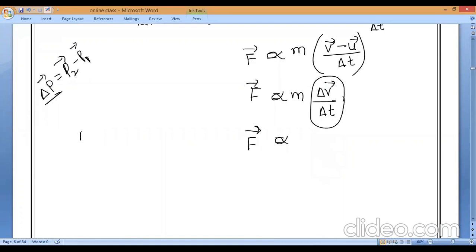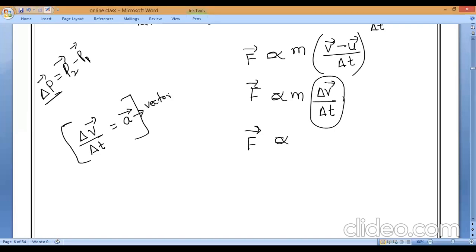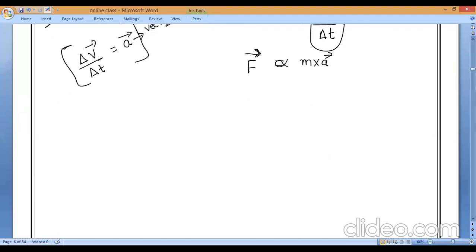Now, we know that delta V, change in velocity, divided by delta t, change in time, is equal to what, guys? Acceleration. Is acceleration also a vector quantity or scalar quantity? Vector quantity. So I can say force is equal to mass into acceleration. Is it yes or no? Yes, sir.